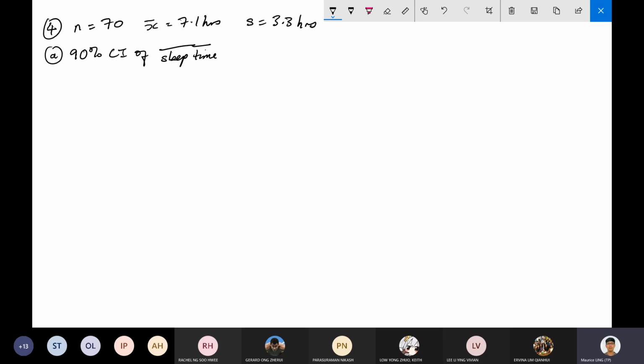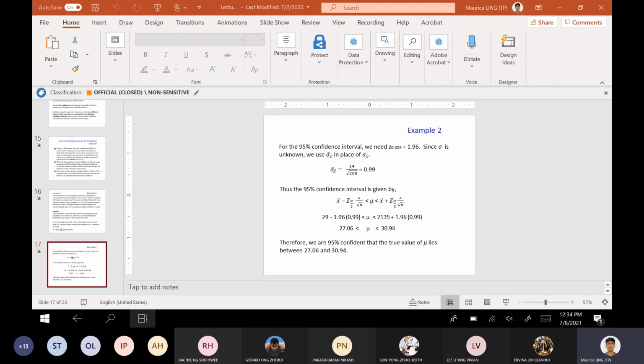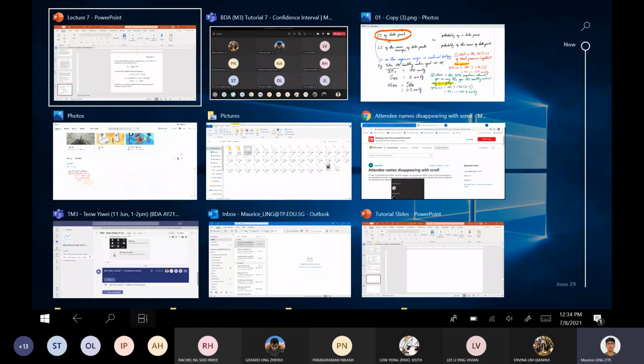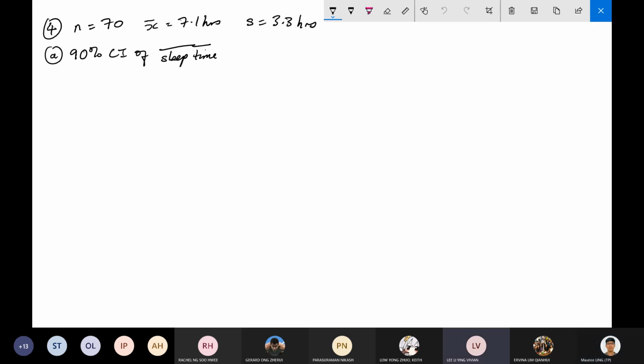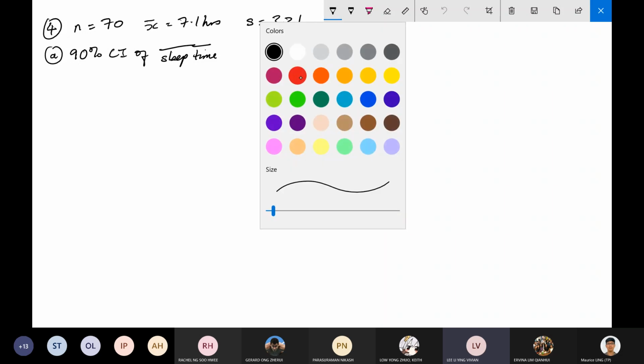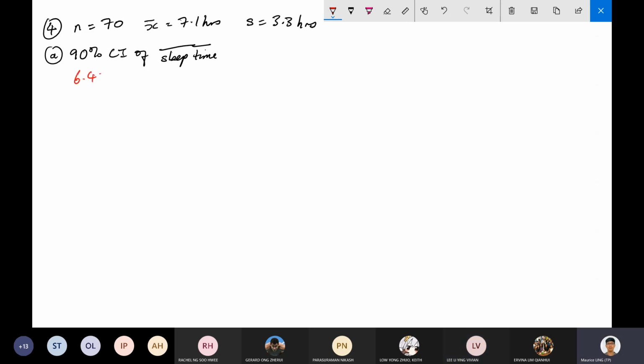Okay, so what is the confidence interval? Give me the answer first. Let's have Vivian. For A, my answer is 6.45 to 7.75. Correct. The answer is 6.45 to 7.75. This is correct.